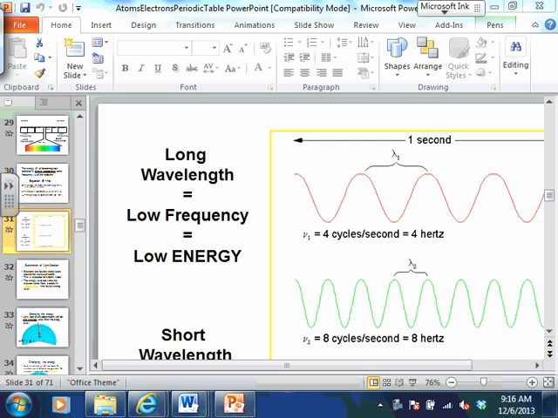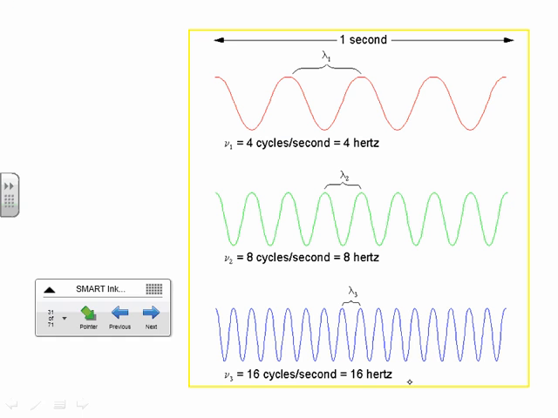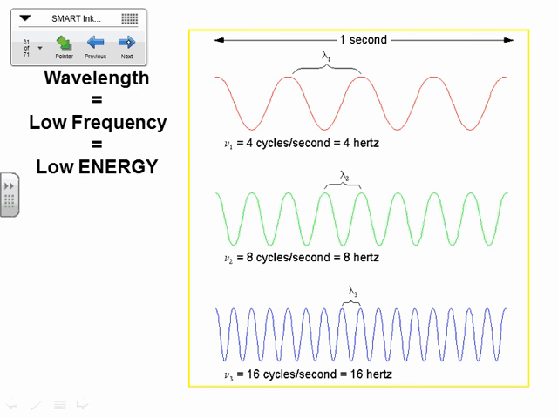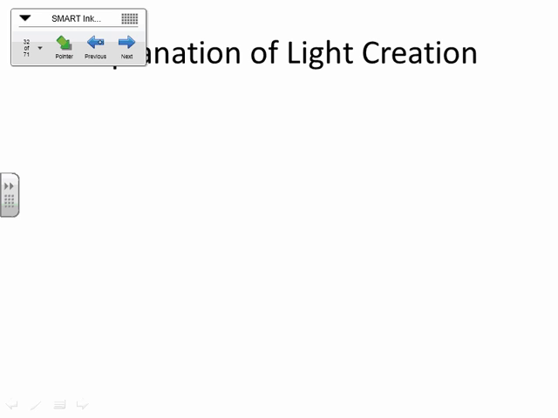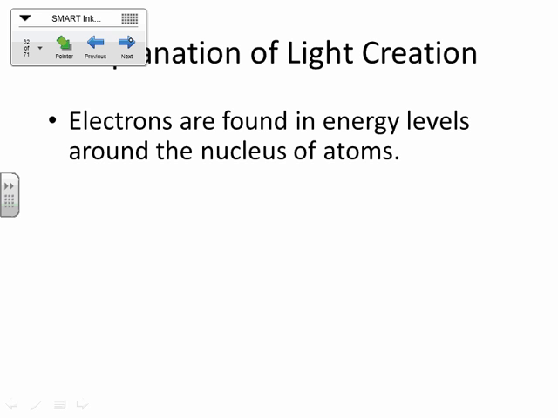So let's go ahead and talk about explanation of light creation. You may not necessarily feel this way, but I think this is one of the coolest parts of chemistry. I really enjoy this, just the idea. Basically, we're talking today about how light is created, where light comes from, which is cool, I think. So this is letter B on your notes. And we've talked about this a little bit before, but we're going to make some connections today.